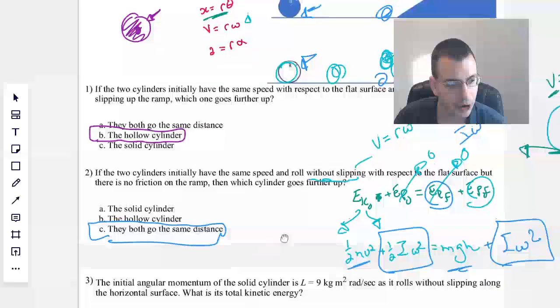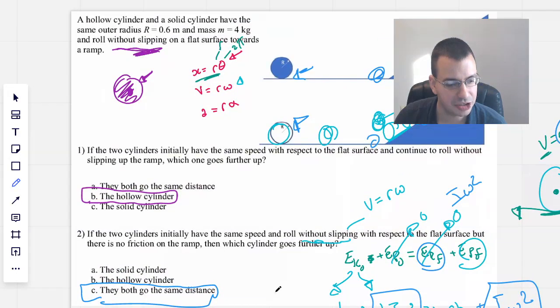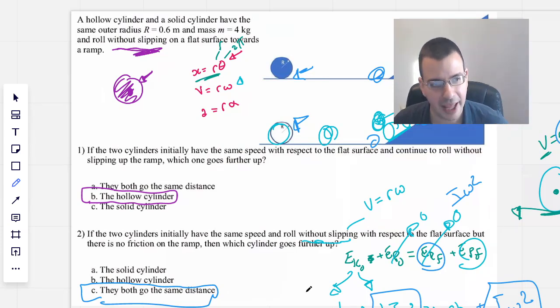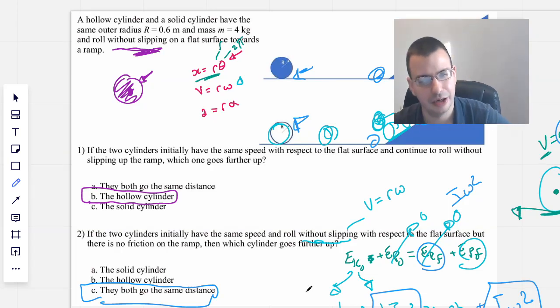So I hope that made sense. I'll go over the next two problems next time. This is so in depth, and there's so much backstory to explain with this, that doing it all at once would be a little excessive.